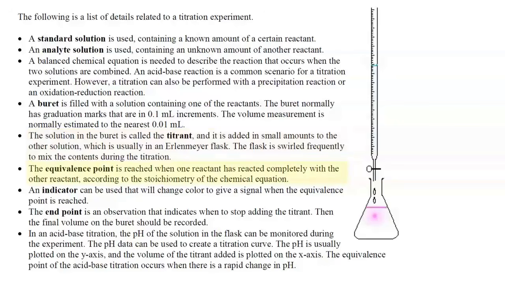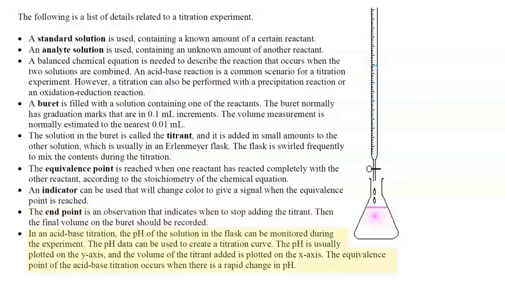The equivalence point is reached when one reactant has completely reacted with the other reactant according to the stoichiometry of the chemical equation. An indicator can be used that will change color to give a signal when the equivalence point is reached, and you'll often see in acid-base reactions they will use an acid-base indicator that changes color. In this example, you see a little flash of pink that represents an acid-base indicator known as phenolphthalein. The endpoint is an observation that indicates when to stop adding the titrant, and then the final volume on the buret should be recorded.